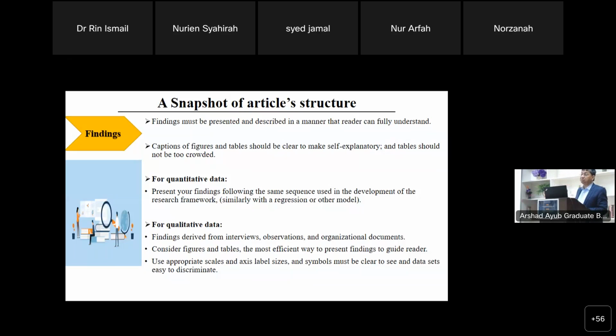For quantitative data, present your findings following the same sequence used in the development of the research framework, similarly with a regression or other model. For qualitative data, present findings derived from interviews, observations, and organizational documents. Consider figures and tables, and use appropriate scale and axis. So these kinds of things, you really have to make nice.